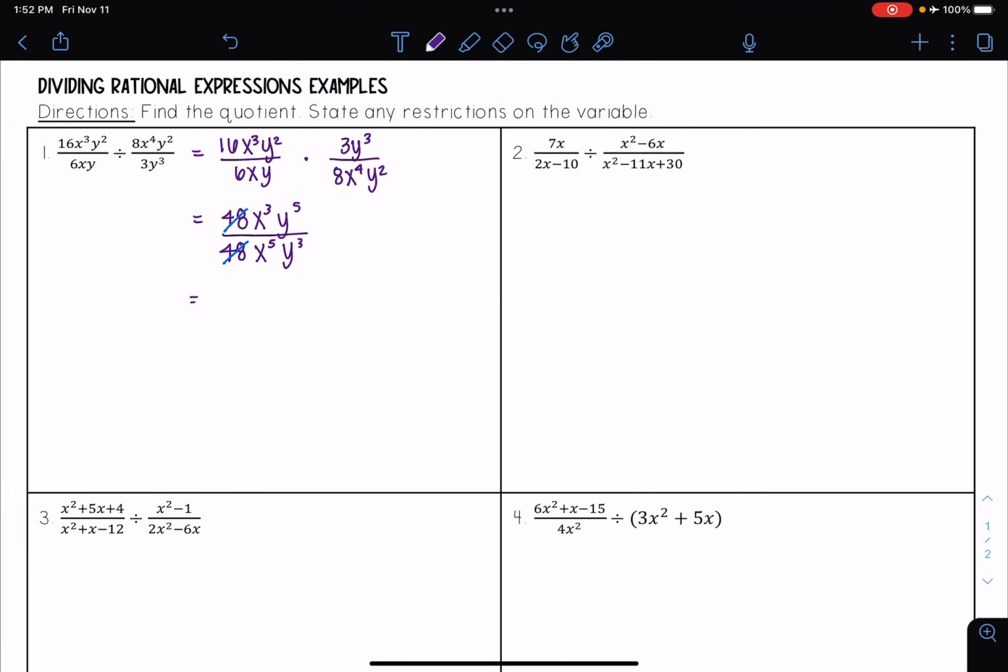Then x cubed divided by x to the fifth, I get an x squared, and that x squared is going to be on the bottom because that is where the larger exponent was. And then y to the fifth divided by y cubed, I get y squared. And then I need to state any restrictions. So looking at the very beginning, I have an x and y in the denominator, so that means that x cannot equal 0 and y cannot equal 0.